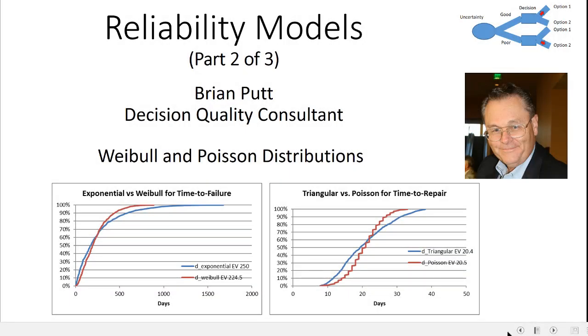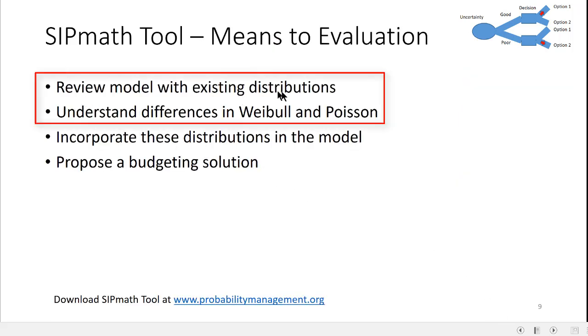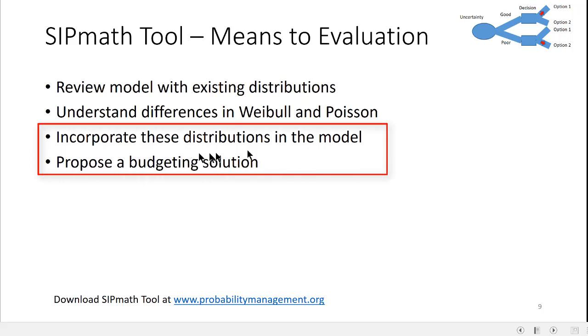Welcome back to part 2 of 3 of reliability models. In this part 2, we're going to talk about the Weibull and the Poisson distributions. We'll start with reviewing the model with the existing distributions, which were the triangular and the exponential. We're going to understand the differences in the Weibull and the Poisson. And then in part 3, we'll incorporate those distributions in the model and propose a budget solution.